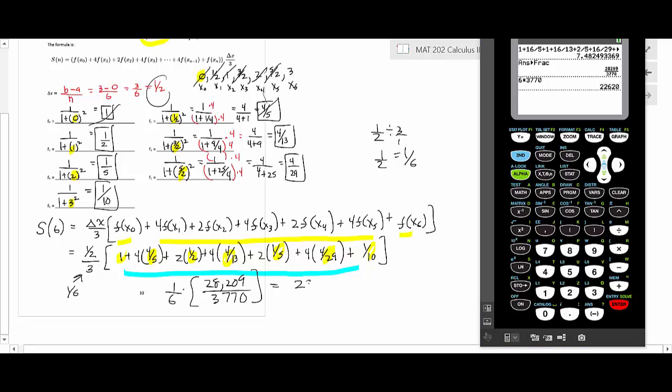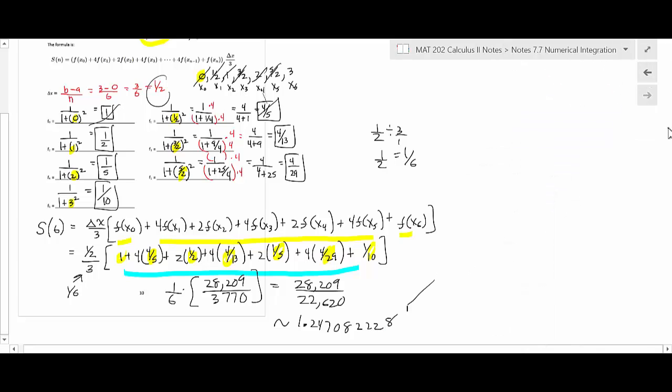So that gives about 28,209 over 22,620. Isn't that great that we have technology that can do all this stuff for us in this day and age? I'd hate to have to do this without technology. If I do a decimal on that, 28,209 over 22,620, and that fraction may reduce, I don't know, I'll write down the approximate decimal, about 1.247082228. So that's how Simpson's Rule works.